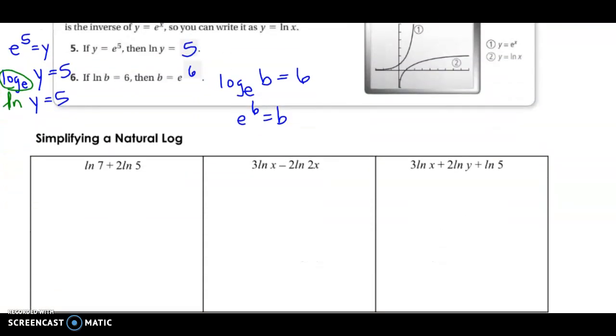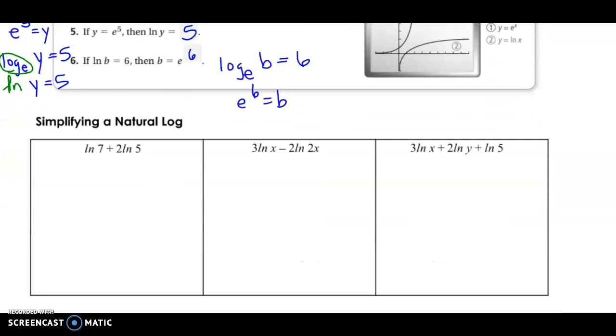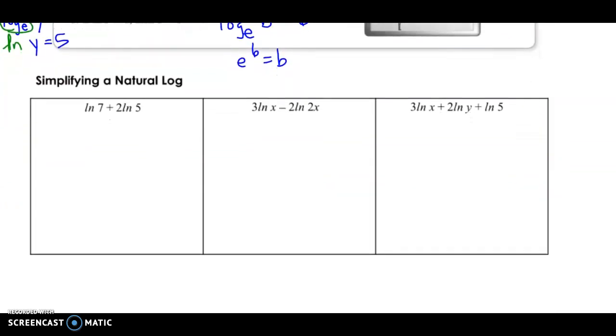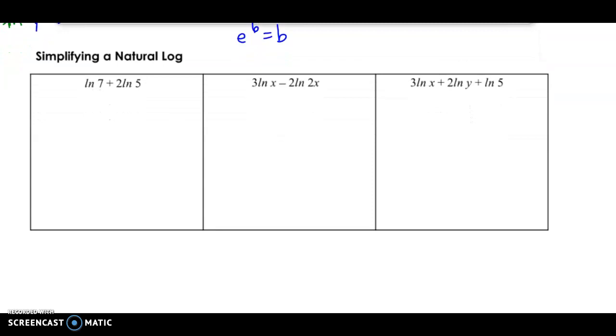All right, how are we going to simplify a natural log? If I have the natural log of 7 plus 2 times the natural log of 5, all the rules are exactly the same as they were for logarithms. The only difference is instead of our log being base 3 or base 10, this time our logarithm is base e, and again I shortcut write that as just natural log. So all my rules are the same.